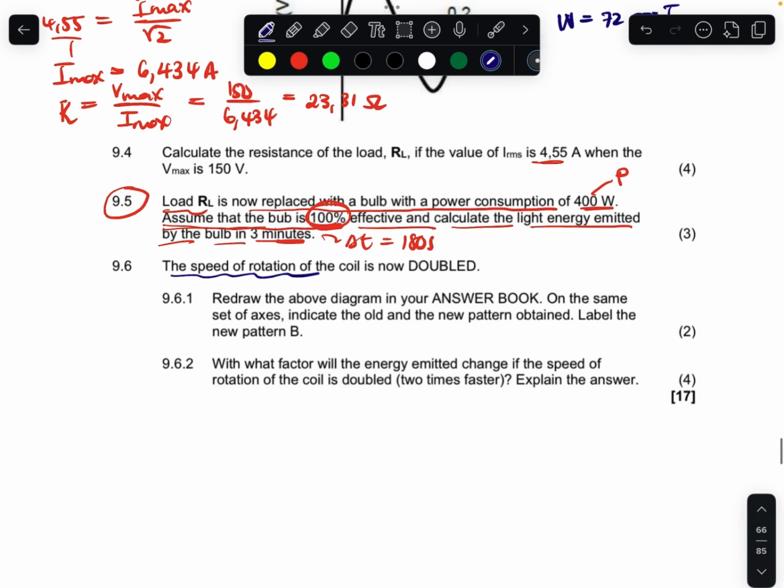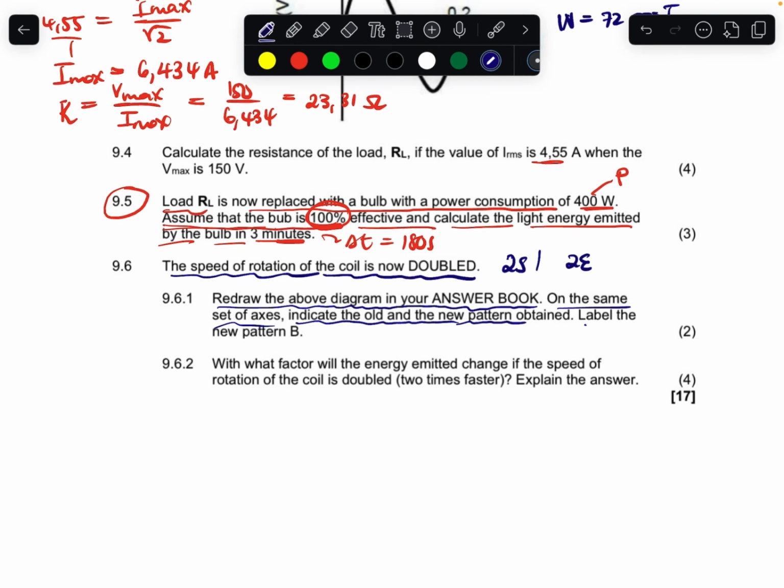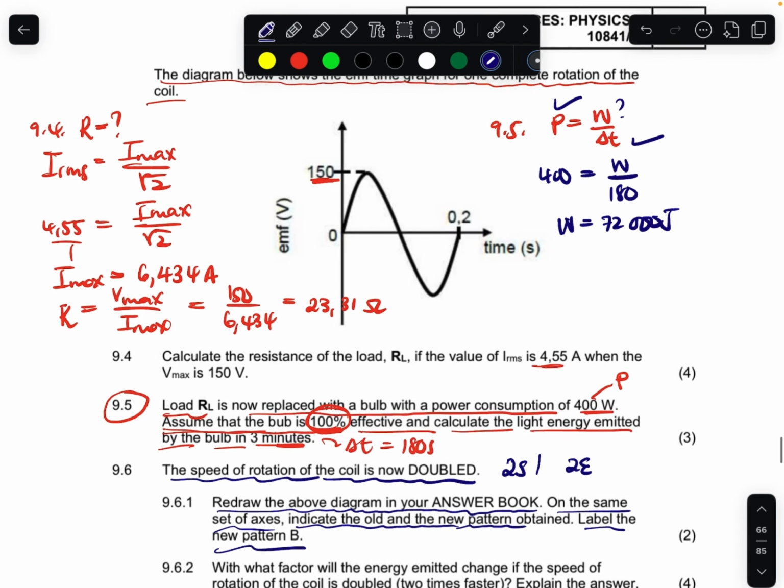Now it says the speed of the rotation is now doubled. Guys, all the time when the speed is doubled, the EMF is also doubled, right? Now it says redraw the above graph in the answer book on the same set of axes and indicate the old and the new pattern. Label the new as B, right?